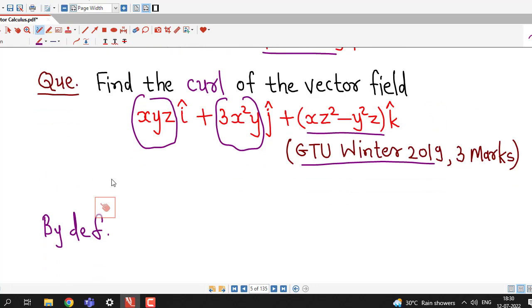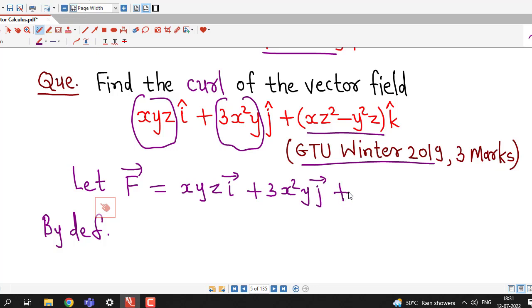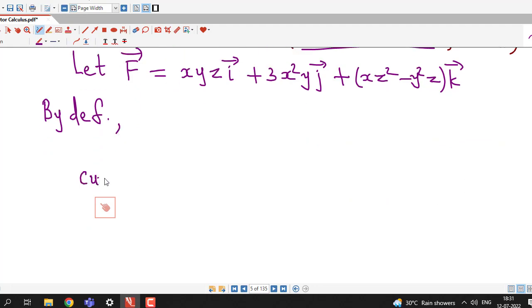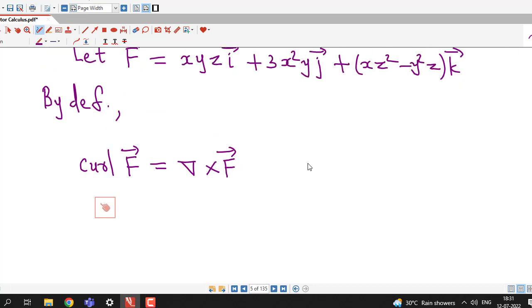We can denote given vector field by f bar. So let f bar equal to given vector field, which is xyz times i plus 3x square y times j plus x z square minus y square z times k. And by definition we are interested in the curl of this vector field f bar. So this is equal to vector product of del operator with f bar, and we can write the components here.